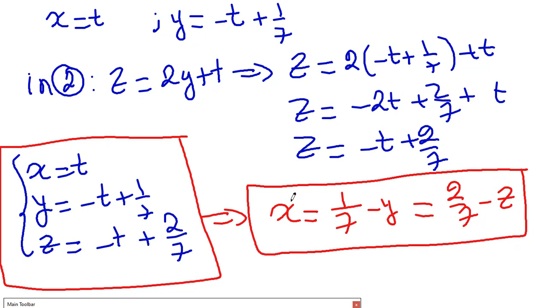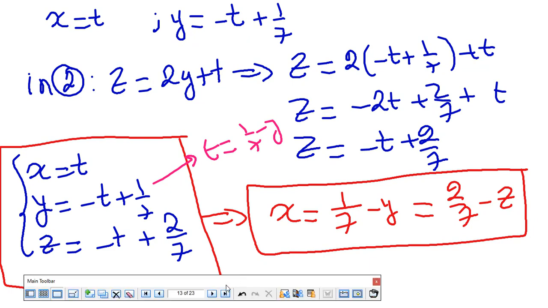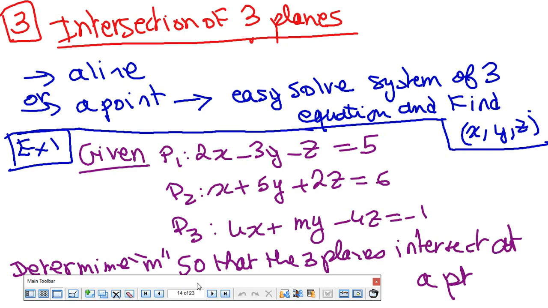I can also write it in this form. So how can I write it? I change this one. I can write t is equal, I take it to the other side, it's 1 over 7 minus y. And here I can write t is equal to something over 7 minus z. So either you write it like this or like this. And this is the equation of the intersection line of the two planes.